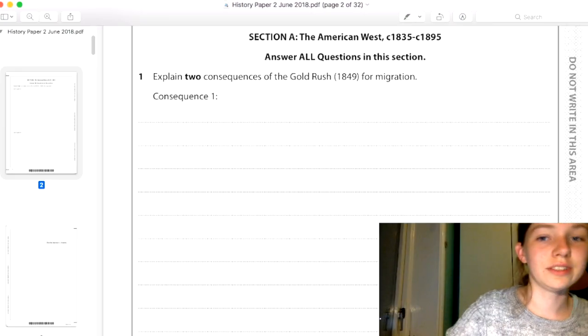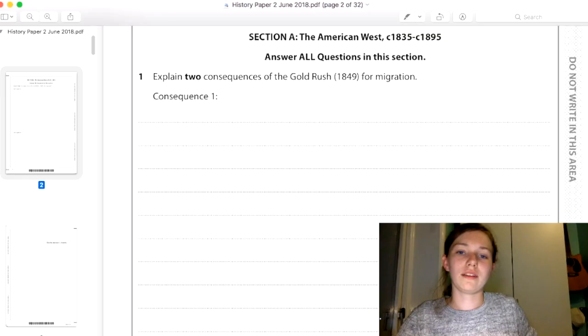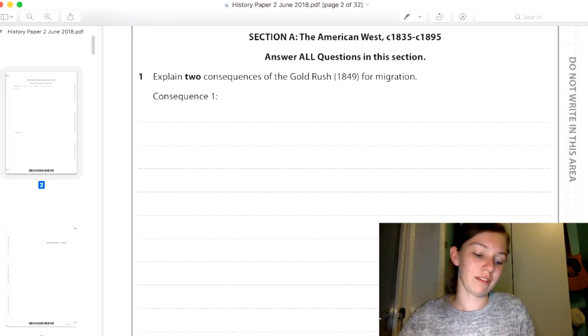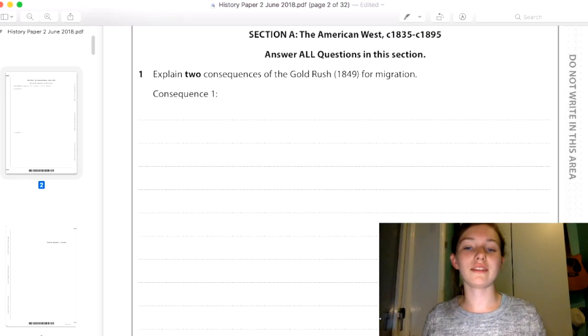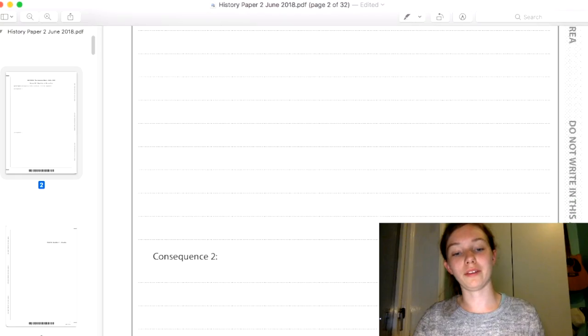Consequence of the gold rush for migration. I'm trying to think, like the establishment of the Oregon Trail or something like that. So essentially this is another PEEL question, or PEEL paragraph, the way you answer it. So consequence 1 you do a PEEL, consequence 2 you do a PEEL.